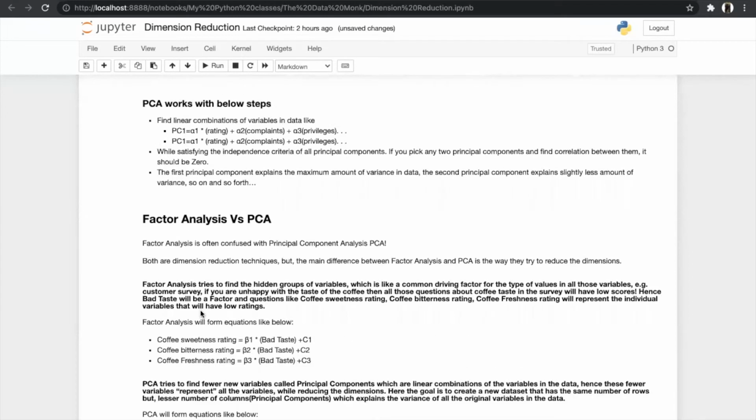So the equation for the factor analysis in this case will be: for coffee sweetness rating, it will be beta 1 into bad taste plus C1. Same for coffee bitterness rating, it will be beta 2 into bad taste plus C2, and so on.